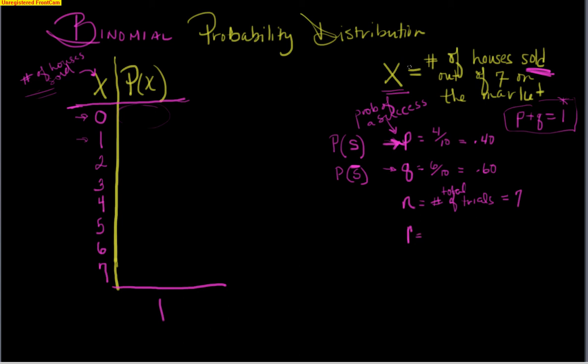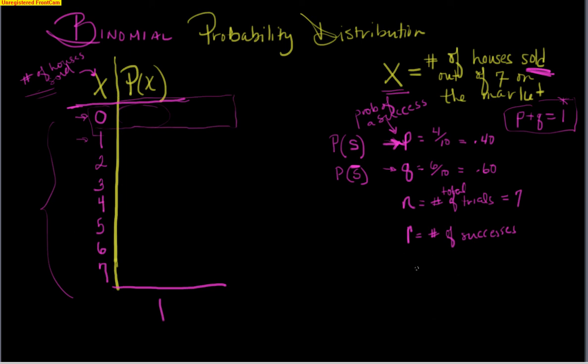And then the final thing that we need to know is we define R, which is these X's here. It's whichever one you want. R equals the number of successes. Right? So let's say we want to figure out the probability that she doesn't sell any houses. No houses. We're trying to find this number right here.